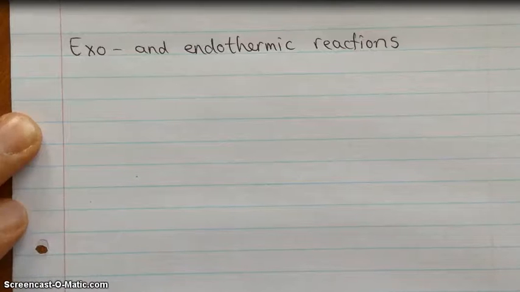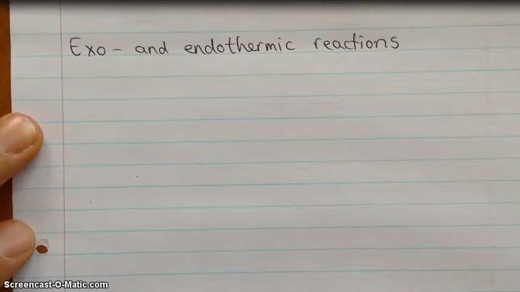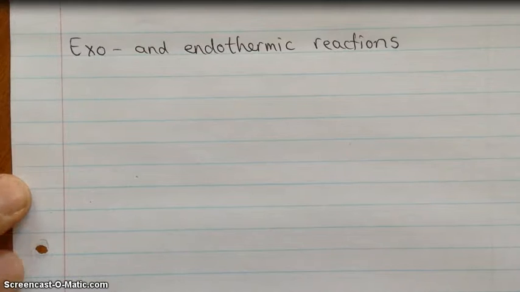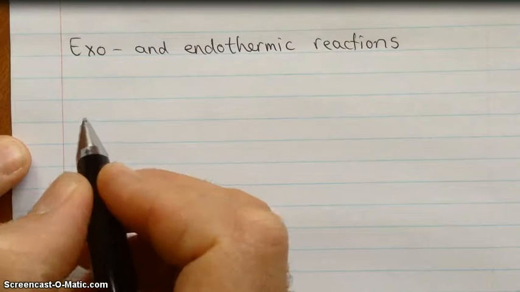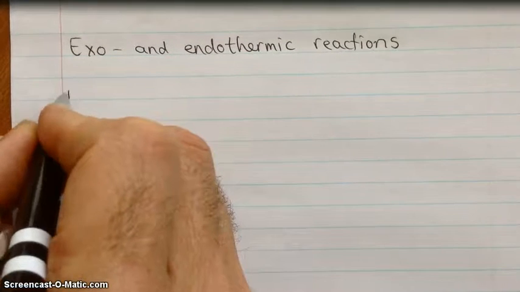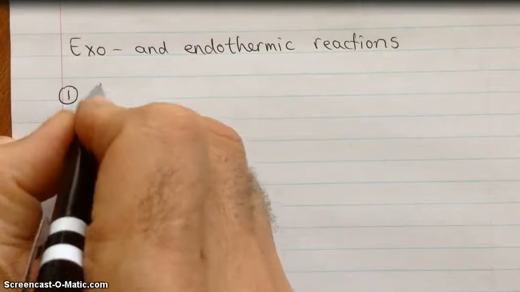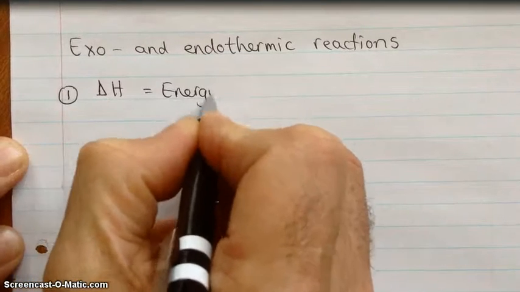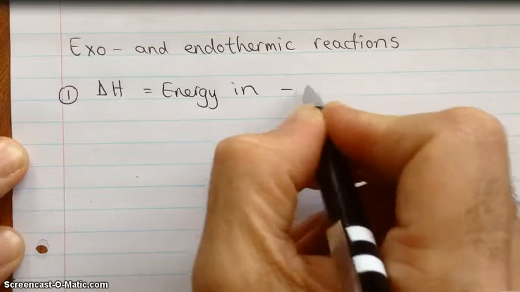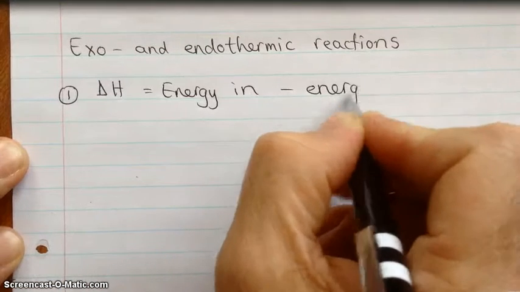Grade 11s, this is a video about the calculations of delta H for exo and endothermic reactions. There are two ways to calculate delta H. The first way is to work with the formula energy in minus energy out.